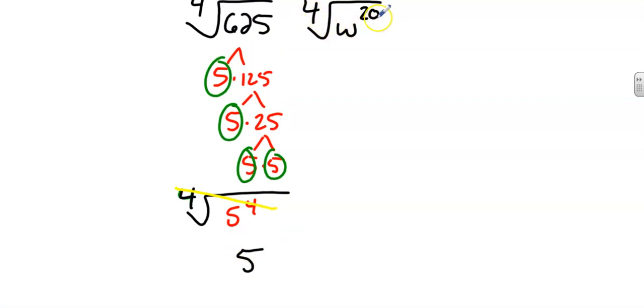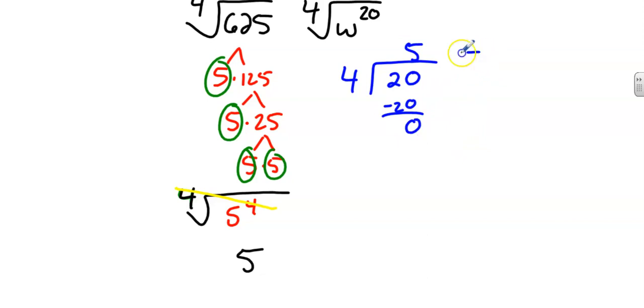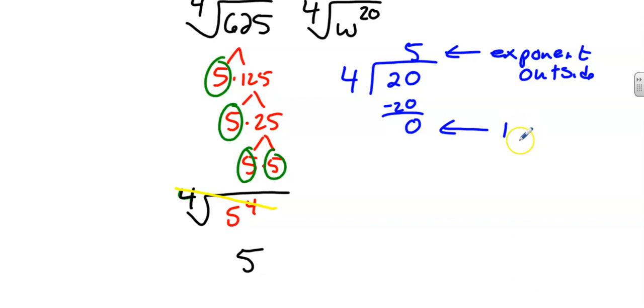And back here, with the fourth root of w to the 20, the variable is actually a little bit easier, because with the variables, all we're going to do is take this 4 on the outside and divide it into the power on the inside. 4 goes into 20 five times with no leftovers, and this is the exponent that goes on the outside. And whatever you have left over, that's what remains on the inside. So there's nothing on the inside. We're going to have w to the 5th on the outside. So it's going to be 5 and then w to the 5th.